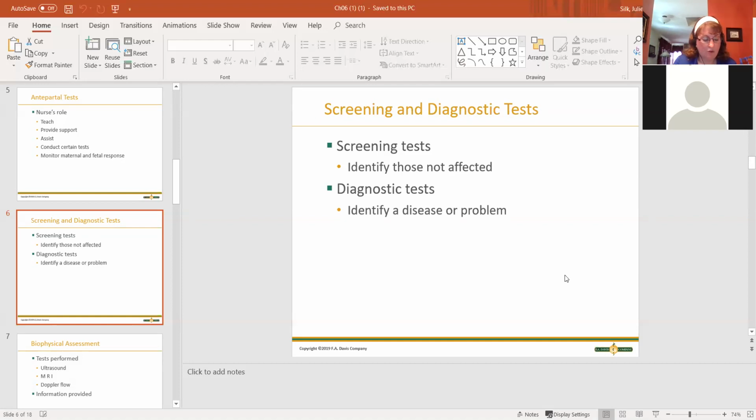And then for the diagnostic tests, I'm just going to give you a couple examples of those. So this would be amniocentesis, chorionic villus sampling, magnetic resonance imaging, percutaneous umbilical blood sampling, and then ultrasound.